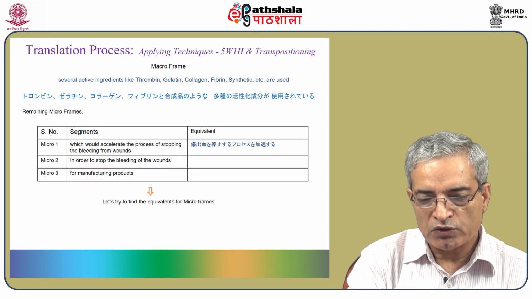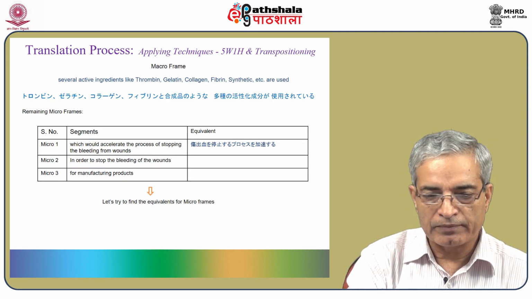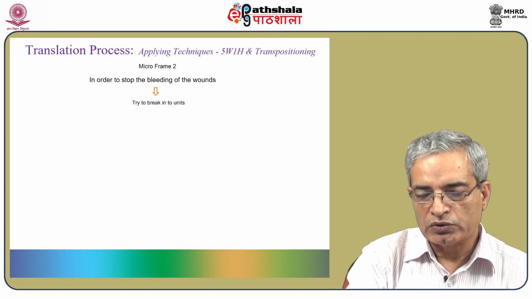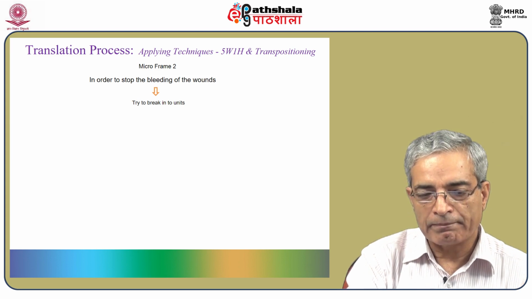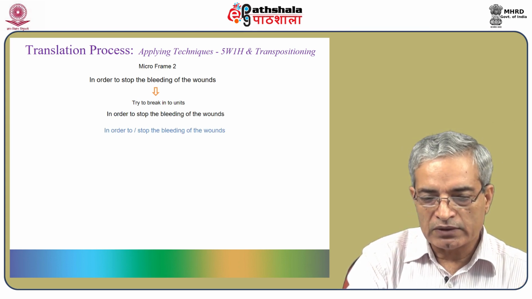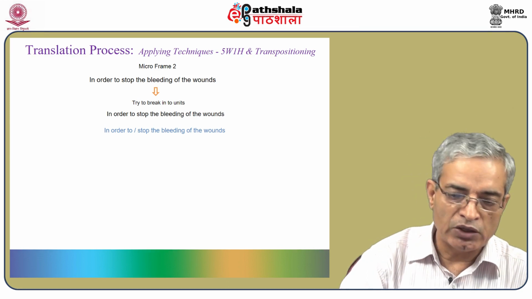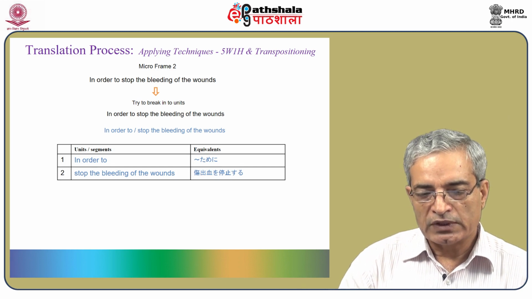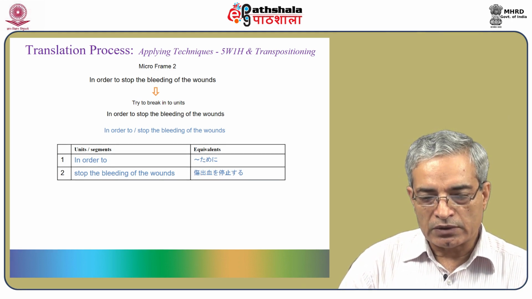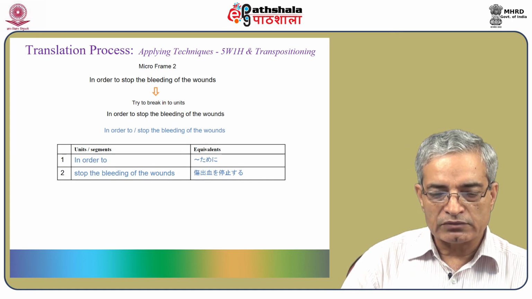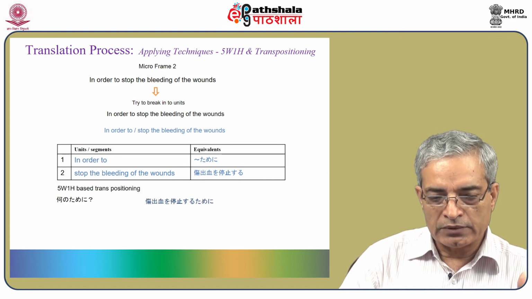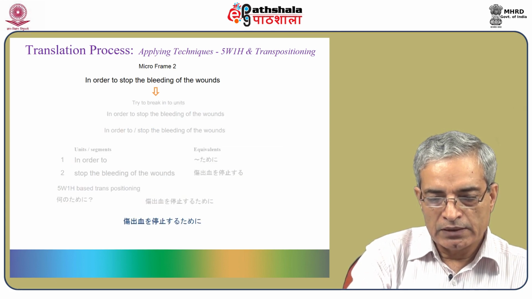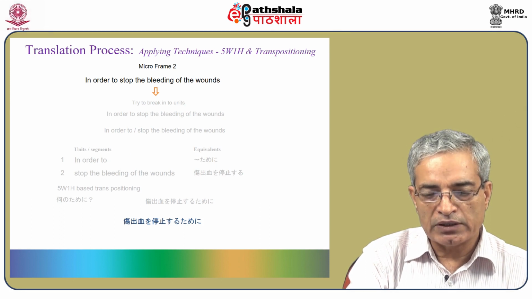So we have covered the first microframe. Let's now see the second microframe. In order to stop the bleeding of the wounds, let's try to break it into units this time. "In order to" is one, and "stop the bleeding of the wounds" is the second. "In order to" is "tameni", something no tameni. Stop the bleeding of the wounds is "kizu shukketsu o teishisuru", nan no tameni, "kizu shukketsu o teishisuru tameni" is the equivalent.